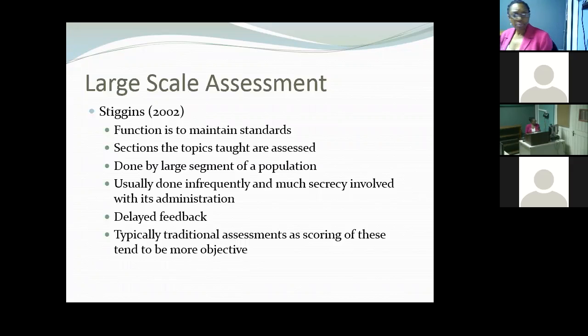Normally, these examinations do not address the full curriculum, but it's a sample, because you really can't assess the full curriculum in one examination. It's done by, like I said, a large segment of the population, usually infrequently, and there's much secrecy. So for example, when the CXC had an examination leak a couple of years ago, they had to abandon that exam. They had to redo it, send another paper.